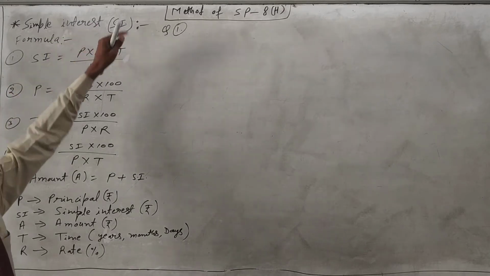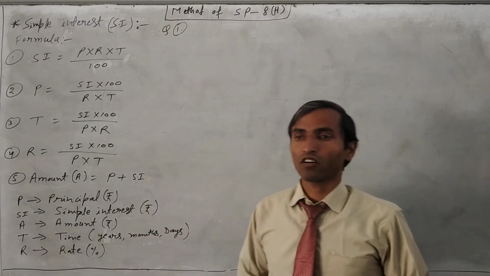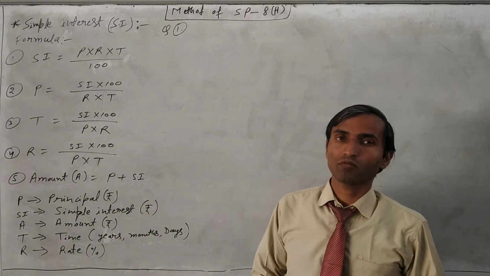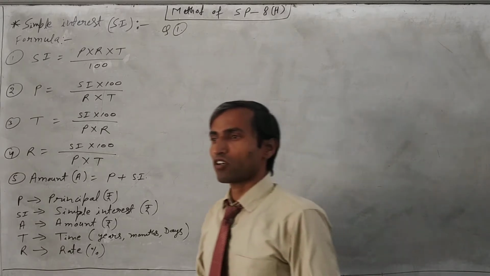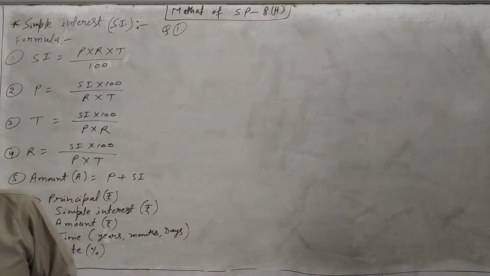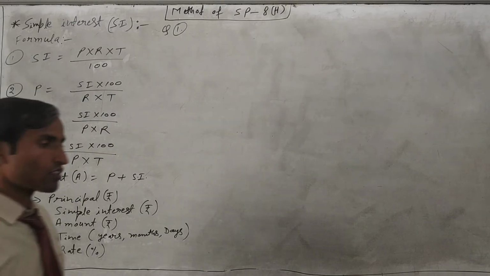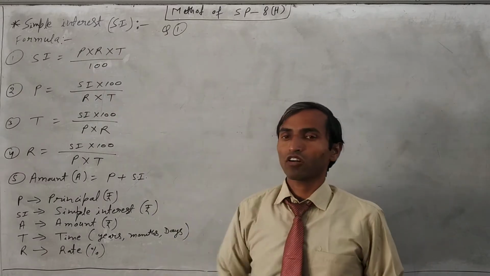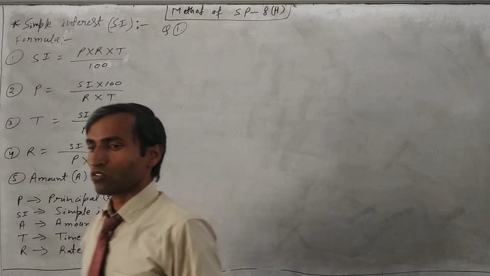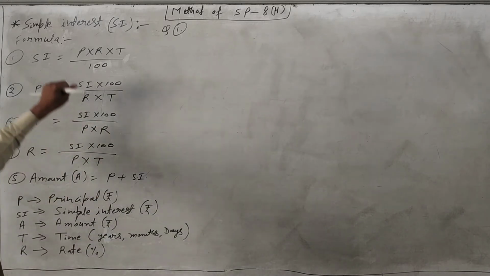The shortcut is called SI. Simple interest means we are taking a loan from the bank or from another person or third party, and we are paying some extra money for that. That extra money is called interest, and it is calculated in two types: simple interest and compound interest. Compound interest we will study in the 8th class. Simple interest we will study in this class only, the 7th class.